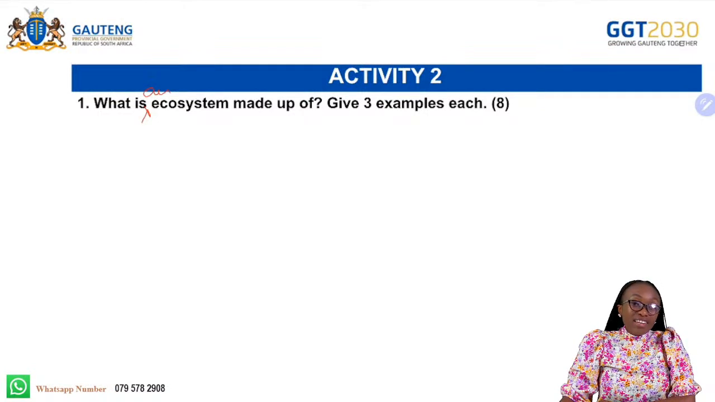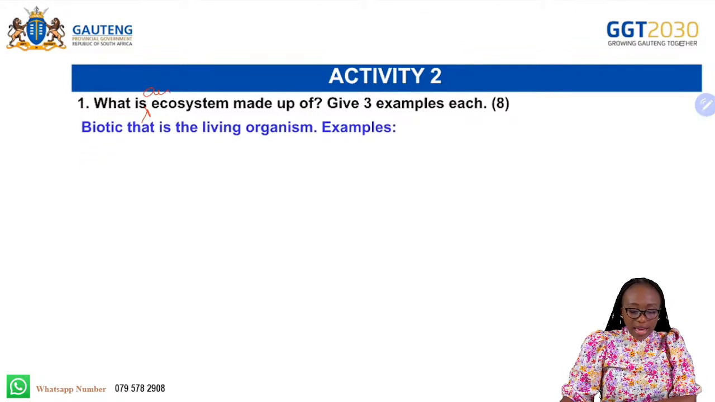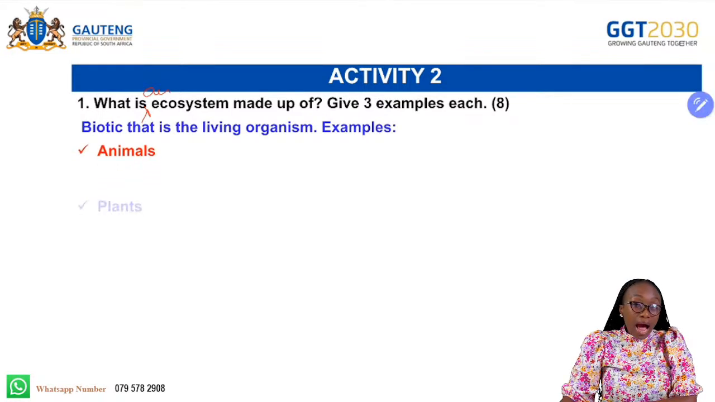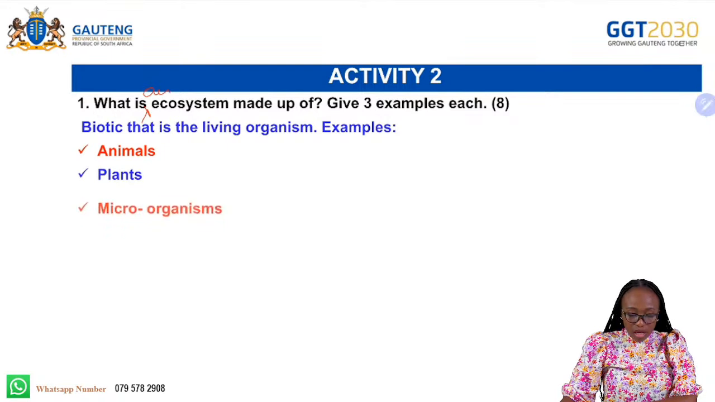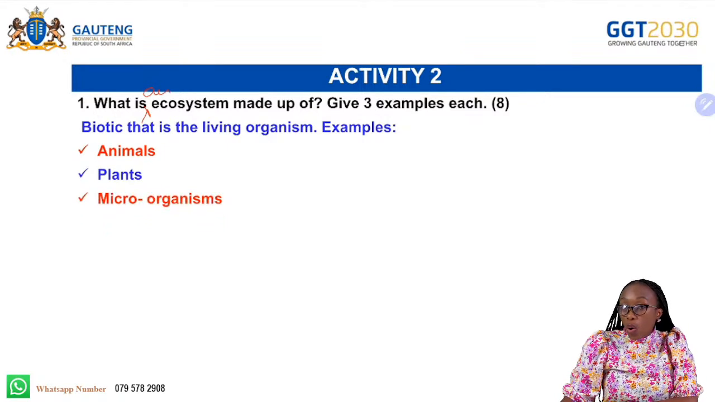Welcome back, grade 8. Let's answer the question, what is an ecosystem made of, and give 3 examples of each. I have taken the liberty of listing them for you. It is made up of 2 parts. The first part is biotic, that is the living organisms. Examples are animals, plants, and microorganisms.